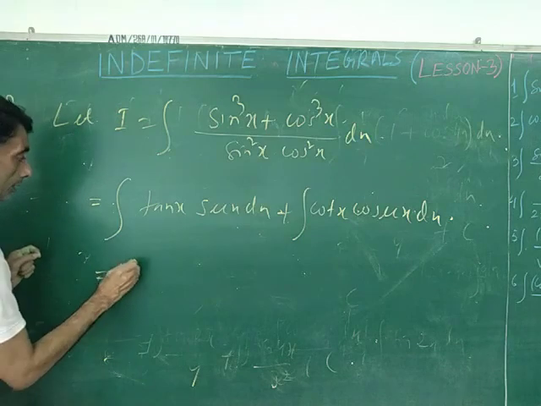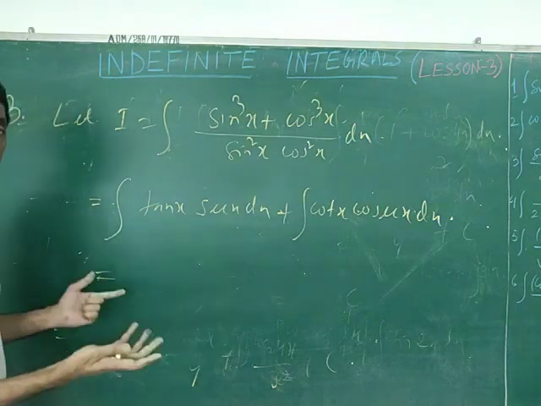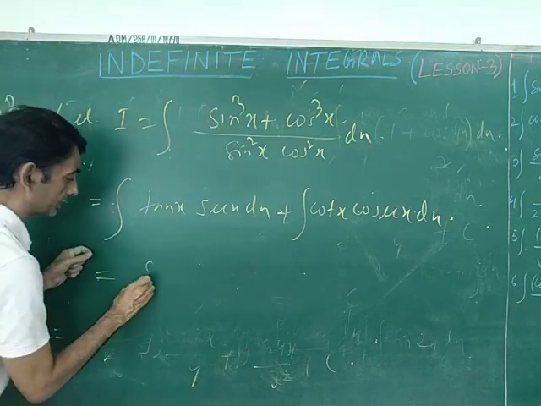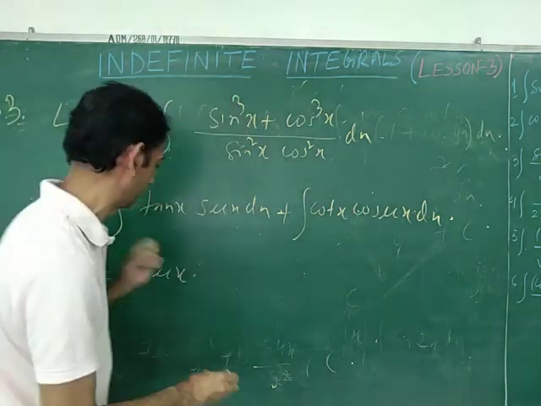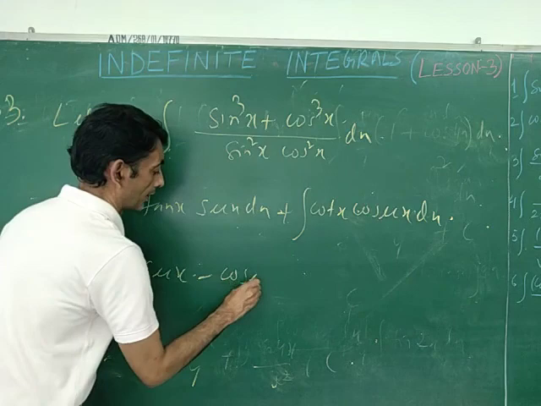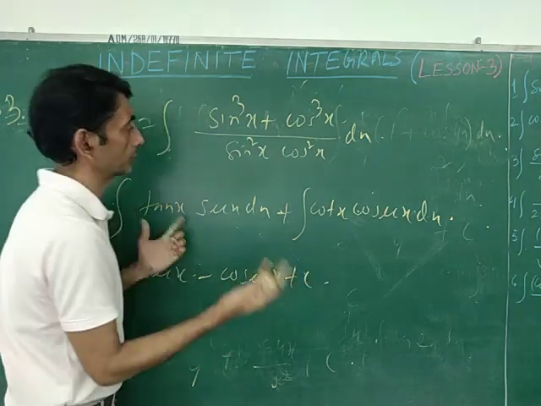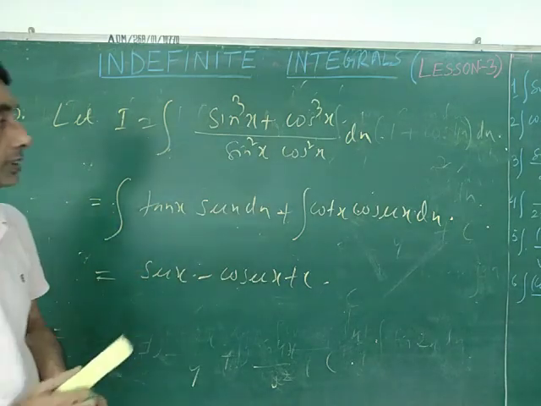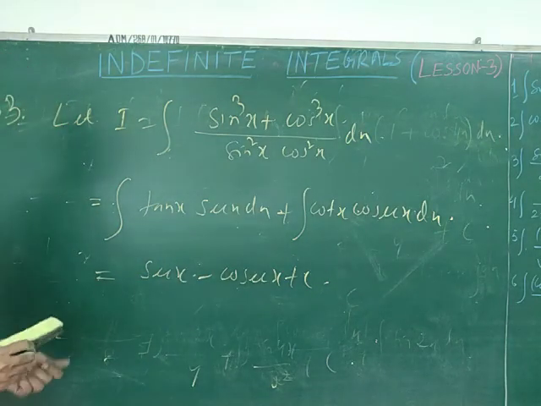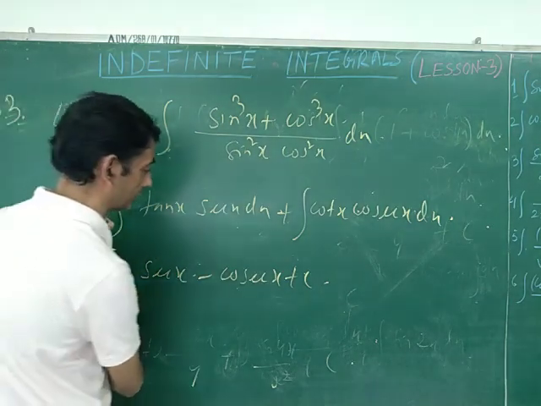Now integration of tan x sec x is a direct formula, so it's sec x, and integration of cot x cosec x is minus cosec x plus c. So these steps are as simple as this. Now let us take the other question.